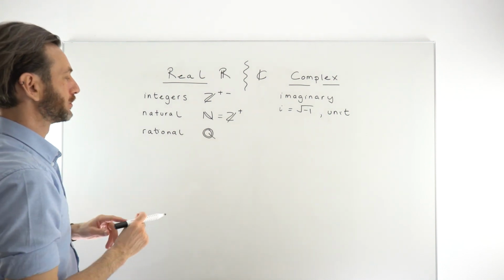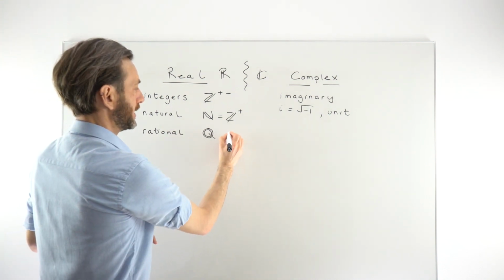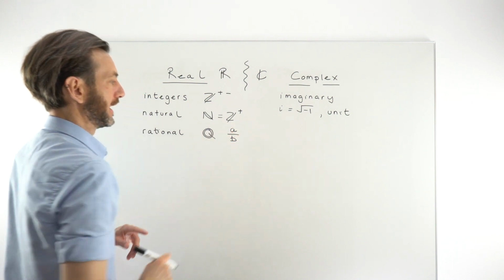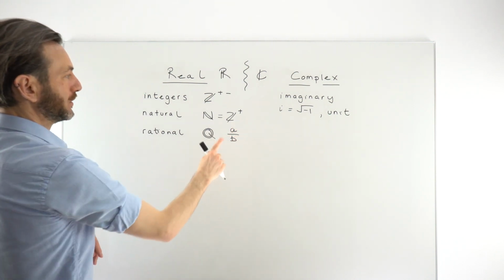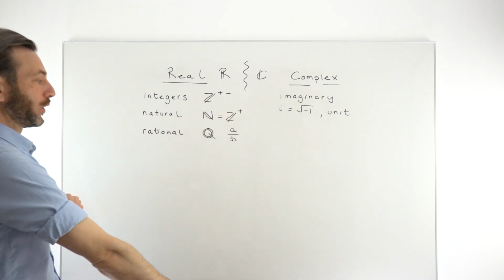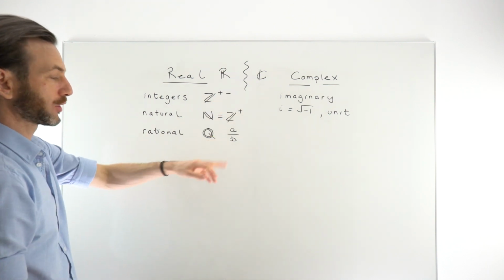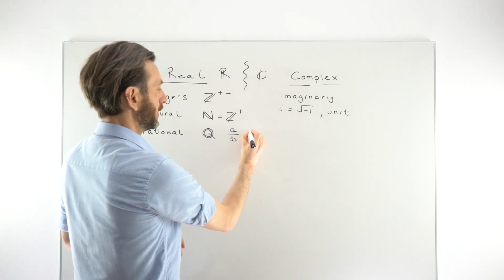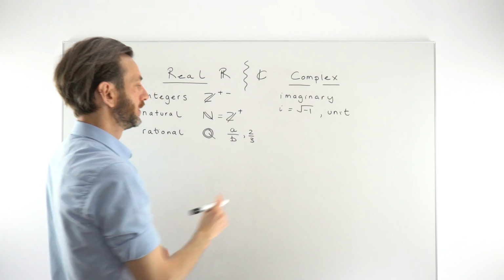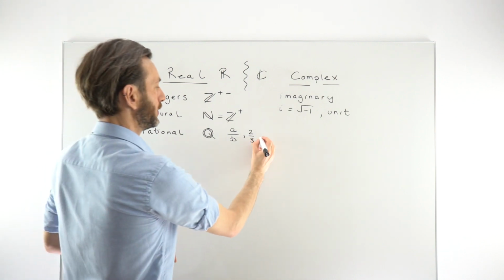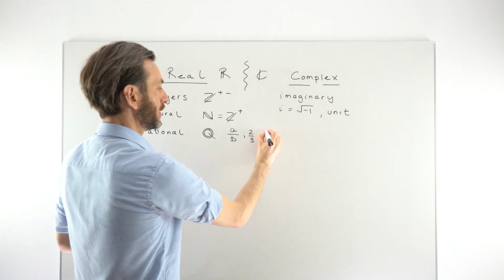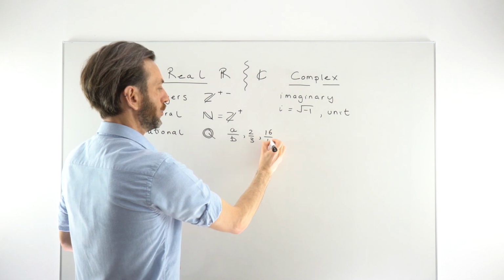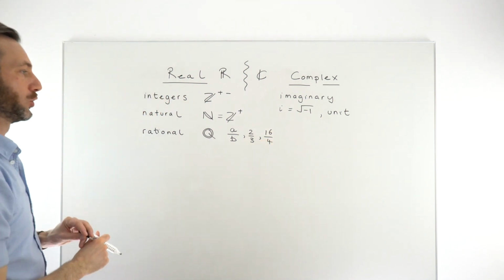And the rational numbers are numbers that can be written in the form of a ratio. In other words, a fraction, a over b, where a and b would be integers. So if you can write a number as a fraction, then it's a rational number. So for example, the number 2 over 3. Or it could be a whole number. It could be, say, the number 4, but we would write the number 4 as 16 over 4. That's still a rational number.